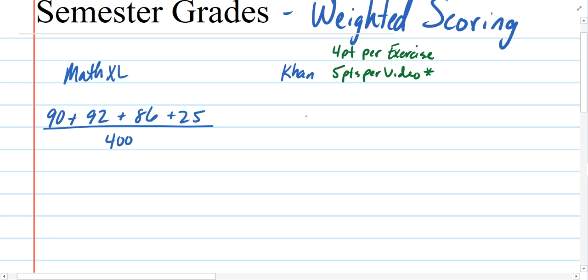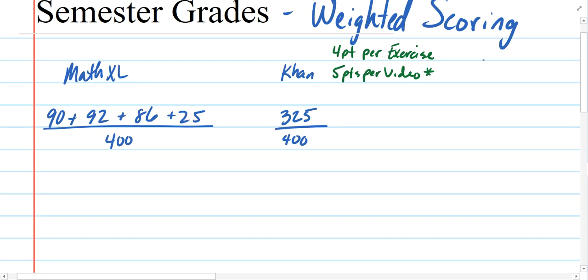So let's say that on the Khan Academy site, we've got about 400 points available when you combine all of the exercises and the videos for this unit. And let's say you earn 325 out of those 400 points. Now, this number could be anything. That was just some value that I picked out of thin air to represent approximately 100 assignments worth around 4 points apiece.